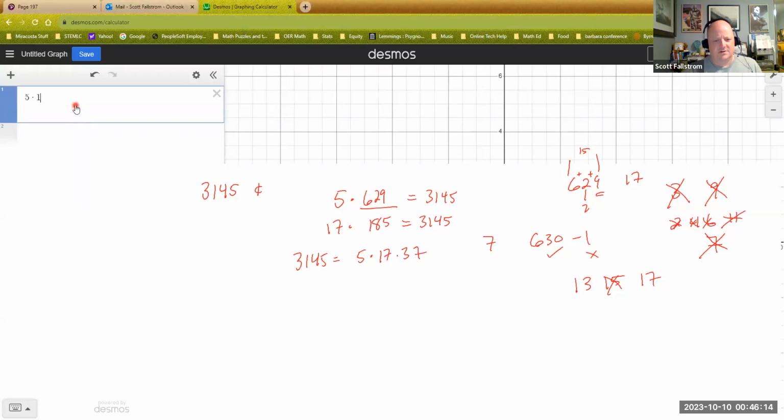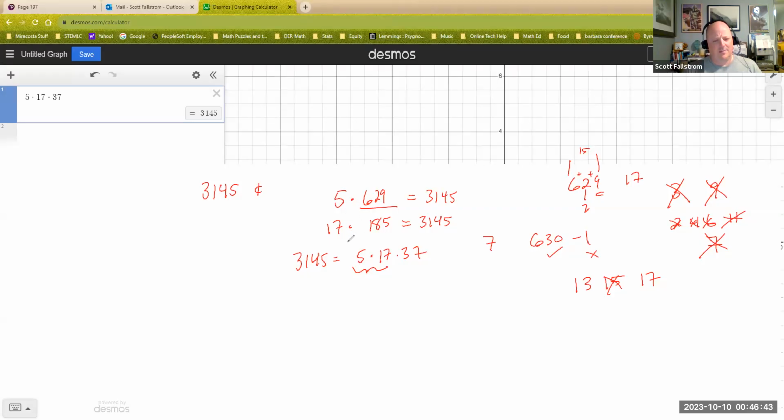5 times 17 times 37 is 3145. So when you look at this, they really don't have a lot of options. If you're saying, hey, I need to make two of these multiply together, if you multiply the 5 times the 17, what does that give you? 50 plus 35, so 85. 5 times 37 is 185. So there's not a ton of other options that would work.